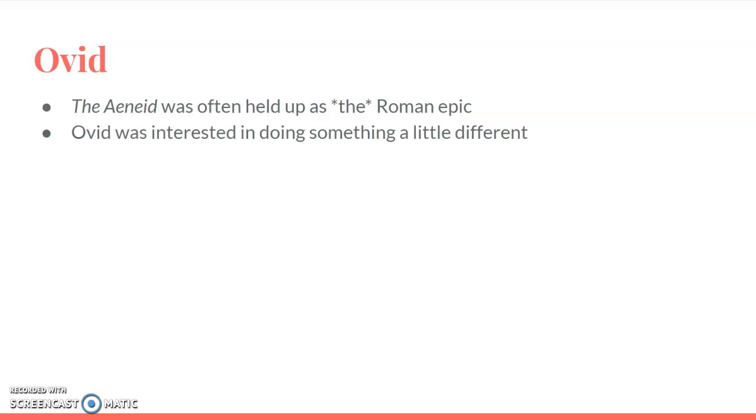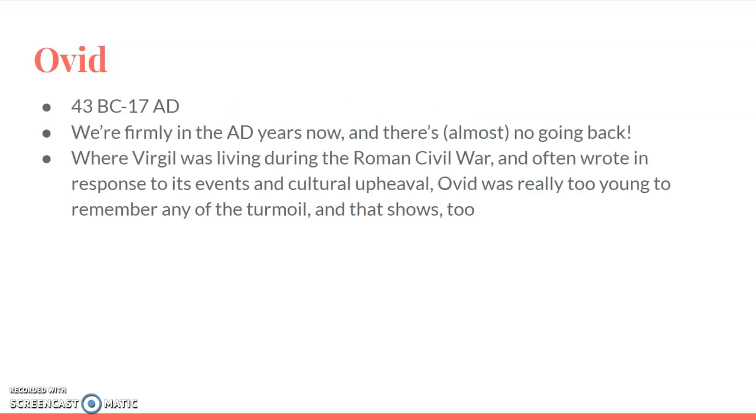So the Aeneid was often held up as the Roman epic, but Ovid was interested in doing something a little bit different. So we're going to talk about Ovid now. The Aeneid was considered to be very much the height of Roman literature, because it exemplified all of these great Roman ideals: duty, family, blah, blah, blah. But Ovid had a different idea.